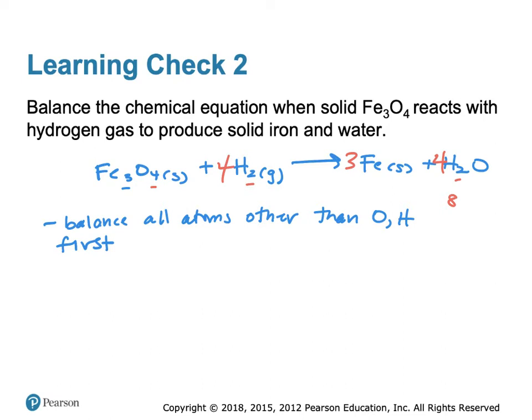We have 3 irons on the left and 3 irons on the right. We have 4 oxygens on the left and 4 oxygens on the right, and we have 8 hydrogens on the left and 8 hydrogens on the right. So again, when you're balancing chemical equations, balance all atoms other than oxygen and hydrogen first.